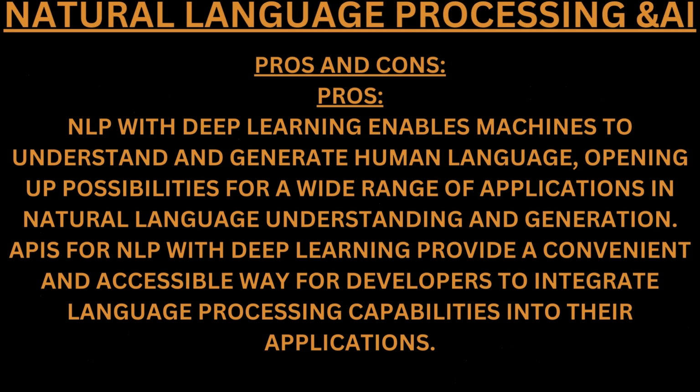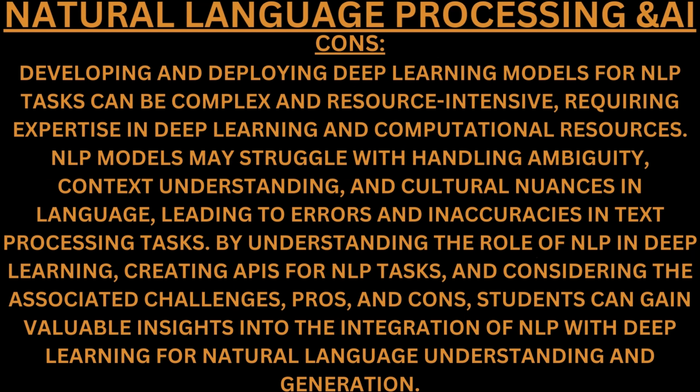Pros and cons. Pros. NLP with deep learning enables machines to understand and generate human language, opening up possibilities for a wide range of applications in natural language understanding and generation. APIs for NLP with deep learning provide a convenient and accessible way for developers to integrate language processing capabilities into their applications. Cons. Developing and deploying deep learning models for NLP tasks can be complex and resource intensive, requiring expertise in deep learning and computational resources.